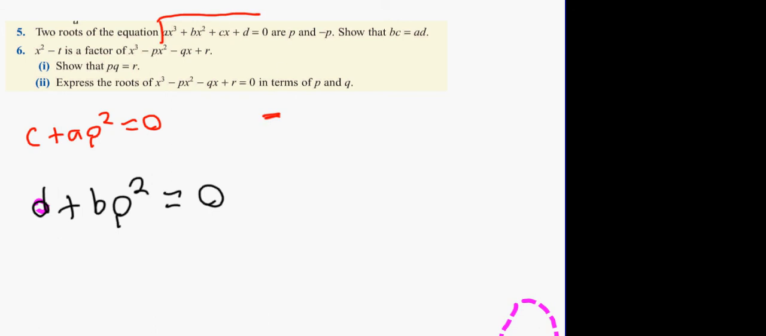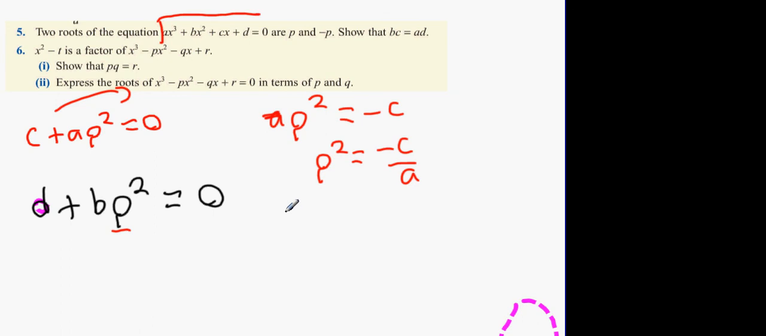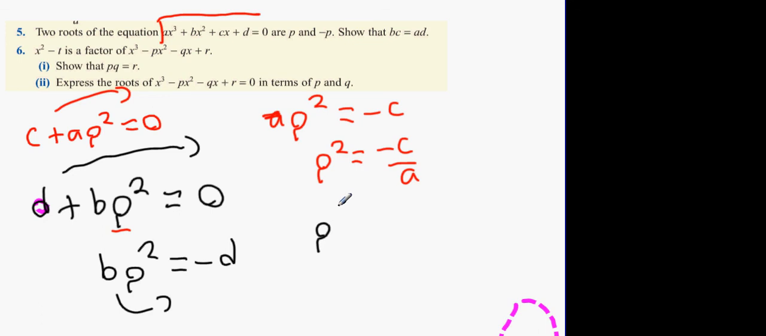So for the red equation, I'm going to bring over the C, and what I'm going to get is AP squared equals minus C. Therefore, P squared is equal to minus C over A. I'm going to stop there. The reason I'm not going to get P on its own is I realise that the other one has a P squared as well. So if I get P squared on its own in both equations, it should work out nicely. So I'm going to get BP squared equals minus D. Then I bring down the B, and I'm going to get P squared equals minus D over B.